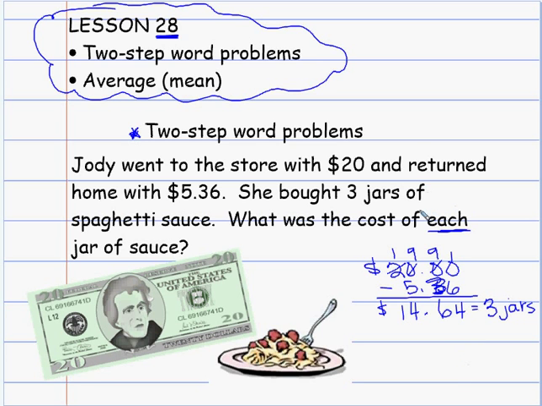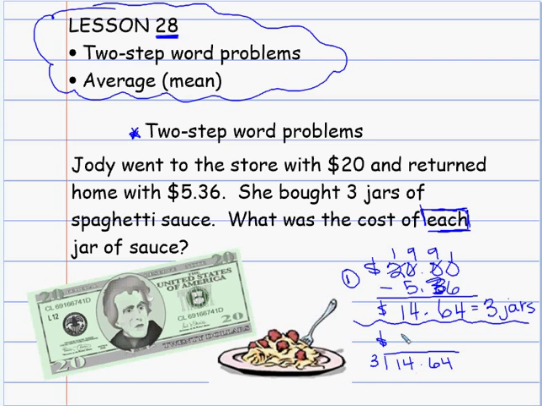But remember, I want the cost of each jar. So I now need to divide. So this was one step, and the second step is right here. 3 jars, $14.64. And remember that it's money, so go ahead and put that $ sign up there right away.